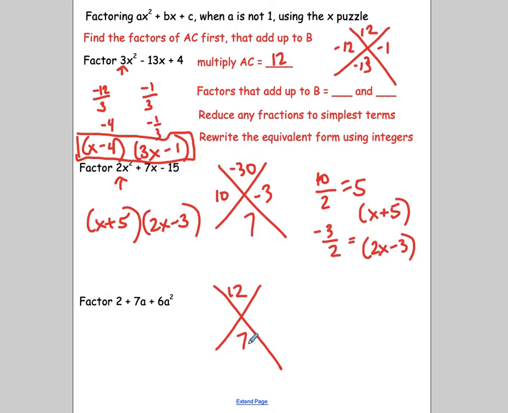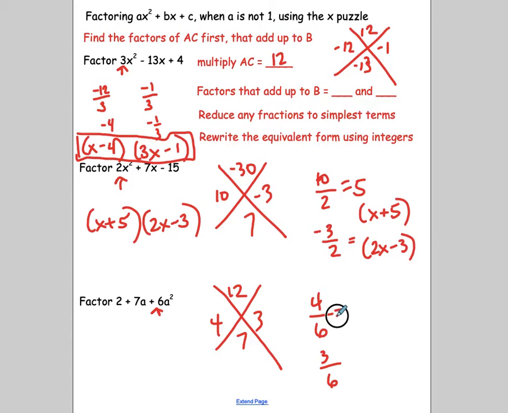So factors of 12 that add up to 7 are 4 and 3. So I take my 4 and I divide it by the value of a. Be careful here, because this is a. A is 6, not 2. And then here is 3, and I divide it by 6.